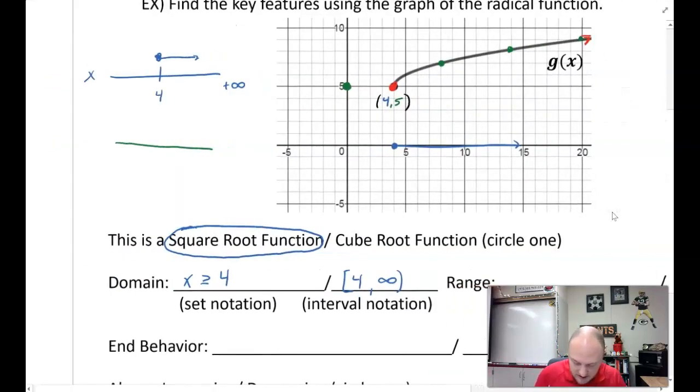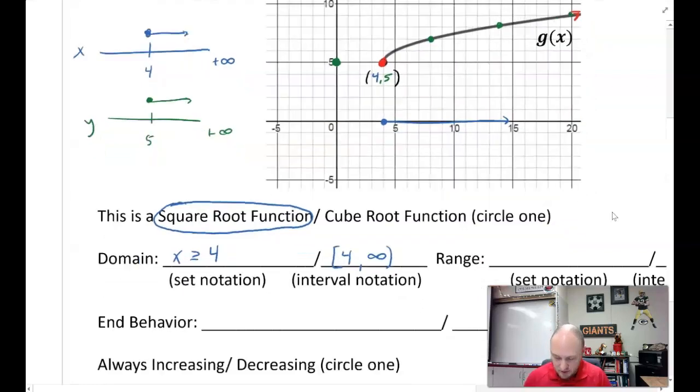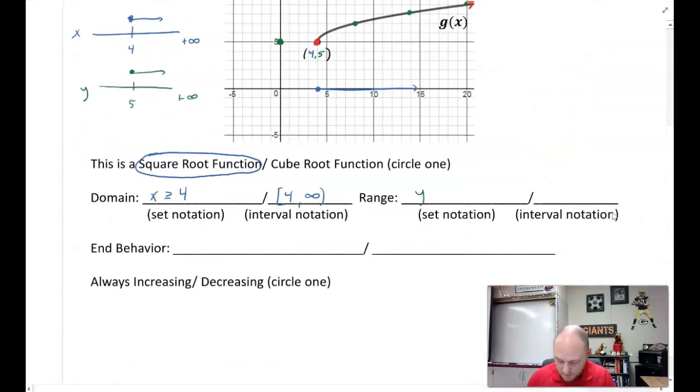If I make another number line here for y and place 5 here, again I'm including 5, and then all my y values are going up towards positive infinity. So the range is y is greater than or equal to 5. And in interval notation, again, 5 to infinity. I include 5, I have a point at 5, so I put a closed bracket. All right, so that is domain and range.